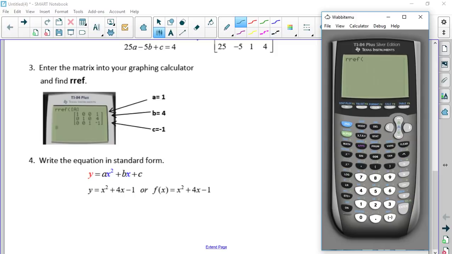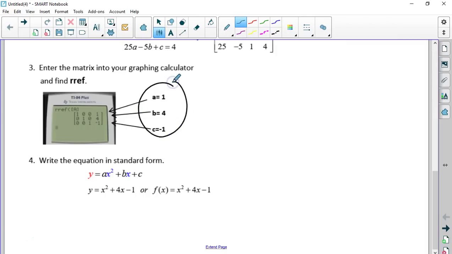And you tell it where to look, matrix A, and hit enter. And there's my answer, which, as you can see right here on the paper, we end up with our A, B, and C. Now, we're not done yet. In the past, that was the solution to the system of equations, A, B, C, X, Y, Z. But for a parabola, now we got to go back and plug these numbers in to the standard form equation.